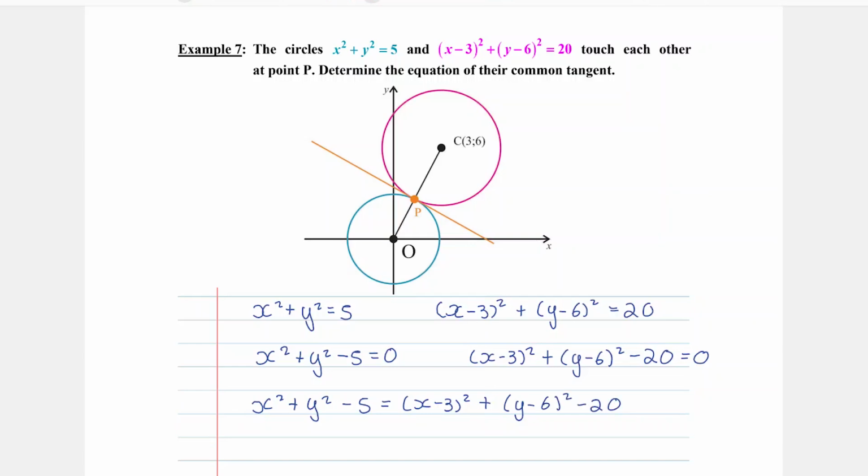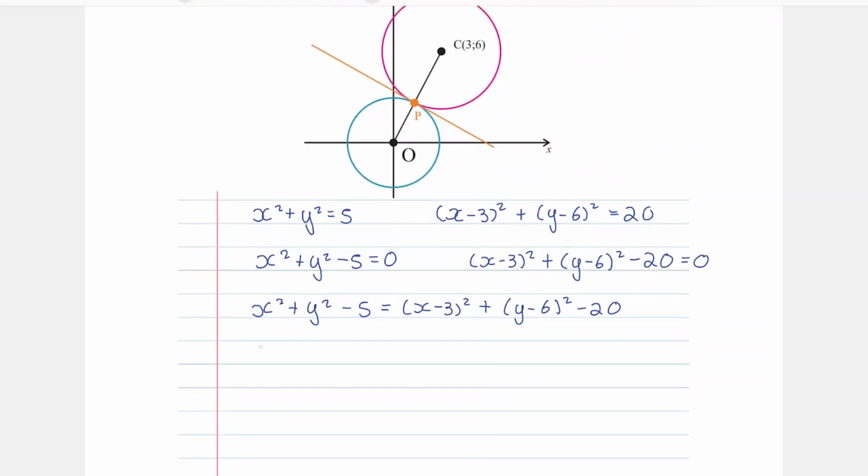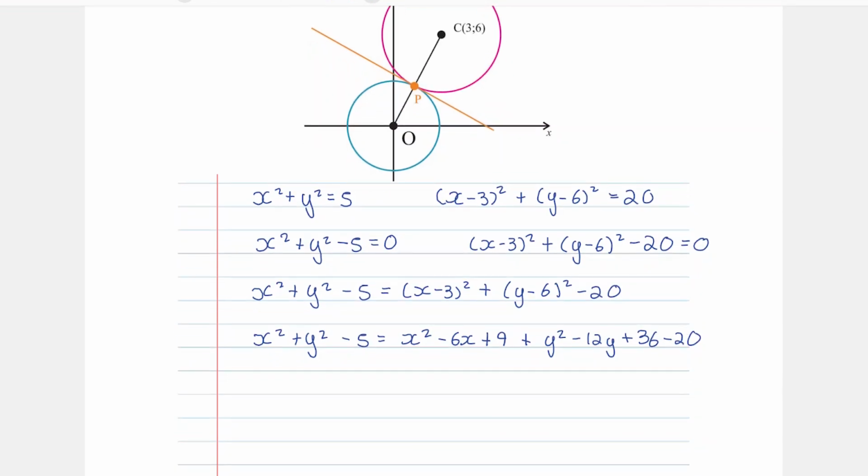And now it's just a simple matter of multiplying out. So we'll have x squared plus y squared minus 5 is equal to x squared minus 6x, don't forget that middle term, plus 9 plus y squared minus 12y plus 36 minus 20. And now all we have to do is add the like terms. So I've got an x squared on that side, which cancels out with the x squared on that side. y squared cancels with y squared. So I can take my minus 12y over to the left-hand side.